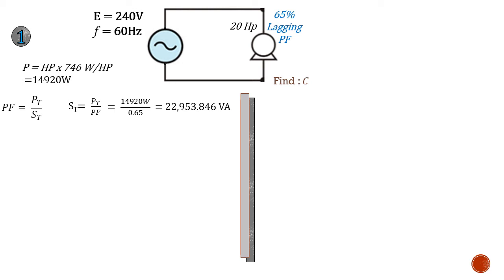Now that we have the total apparent power, we can get our total current, where our total current is equal to apparent power over our voltage, which in this case means that the motor will draw 95.64 amps. Taking the arc cos of 0.65, you'll also find out that it has a lagging angle of 49.46 degrees.